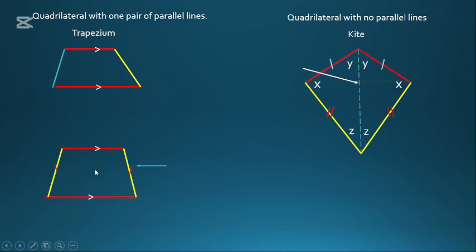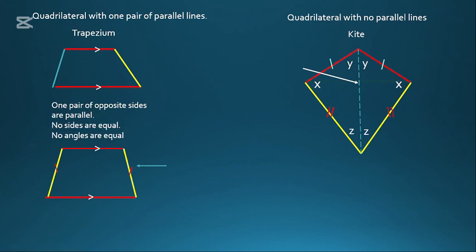Then the next one, also a trapezium, one pair of parallel sides. Right, two non-parallel sides, but in this example, the two non-parallel sides are the same length. And what do we call this one? An isosceles trapezium. Right, isosceles trapezium.